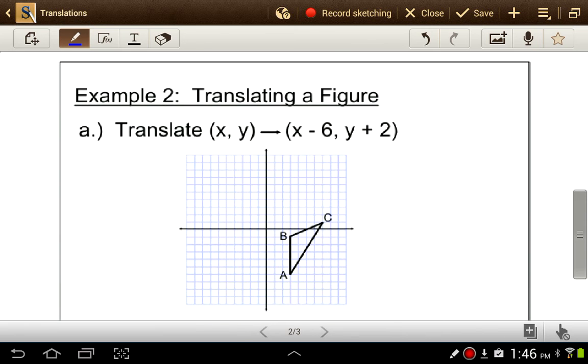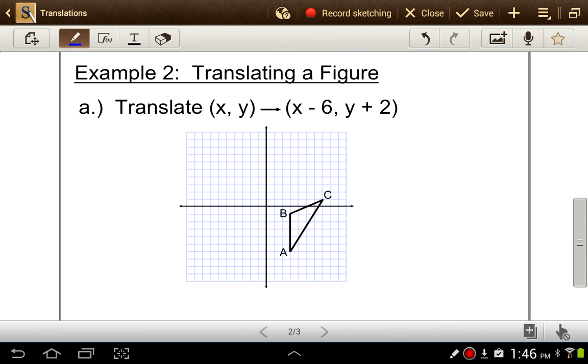In example 2, let's actually move figures. I've given you the notation, so now we're going to move our figure. In our first one here, x, y is our original, and my image is going to be x minus 6, y plus 2. This represents my image over here. This is my original right here, and that's my image. So x minus 6 means go to the left 6 spots. I'm going to count all 6 to the left, and then 2 up, because plus 2 means 2 up.